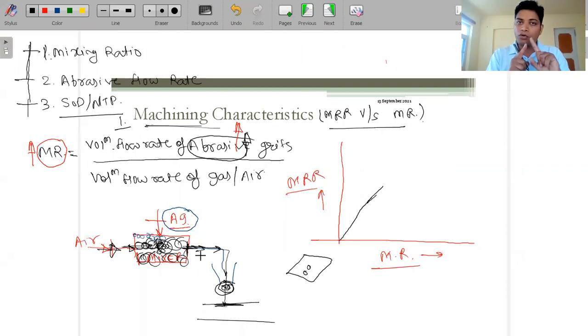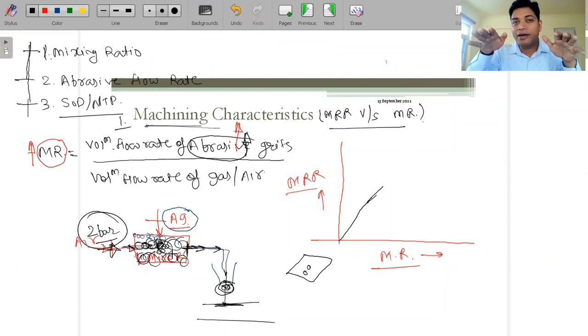But the volume of the gas has been reduced, it means that the velocity of this air will also be reduced, because in the beginning, the 2 bar pressure we maintained initially was carrying only one abrasive particle at a time. Now after that there are two abrasive particles.